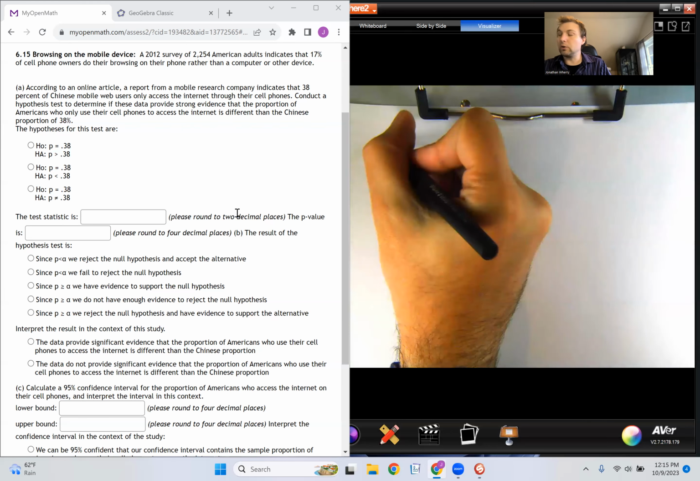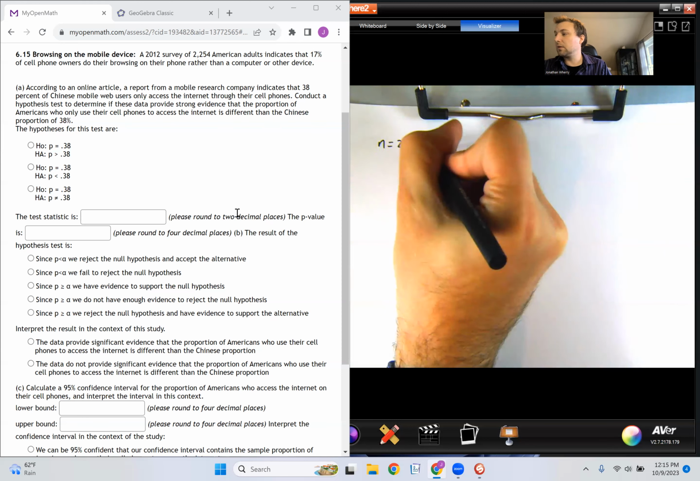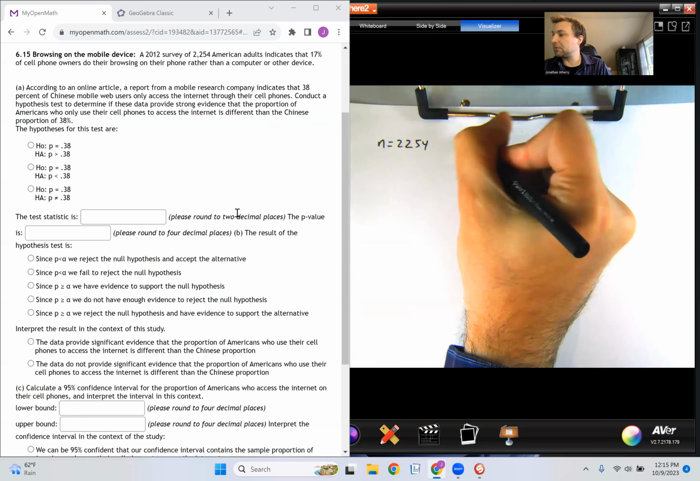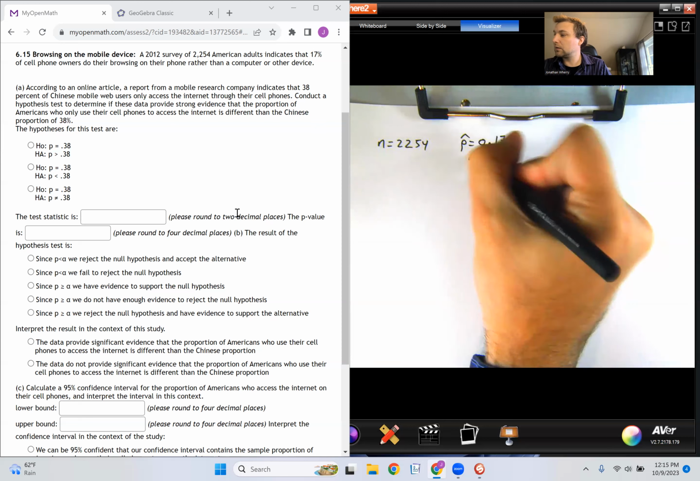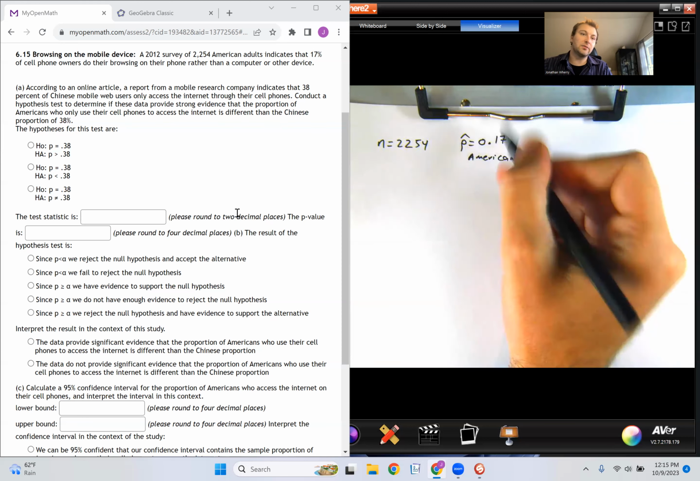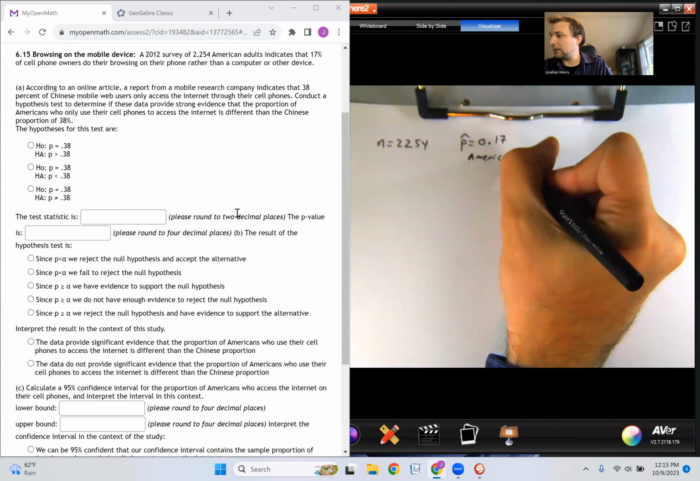This is a survey, so I'm looking at a sample. The sample size is 2,254. My sample success rate is 17%, and this is for Americans. If my success rate is 17%, then my failure rate is going to be 83%.